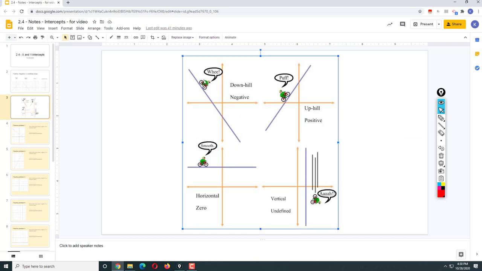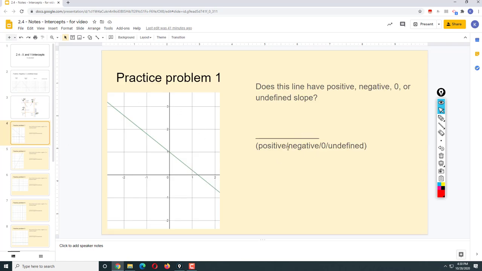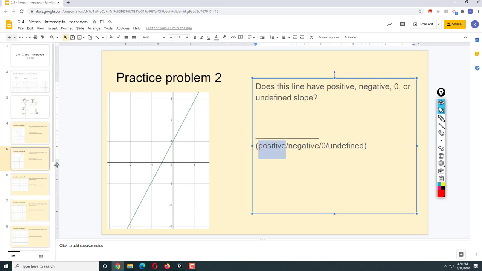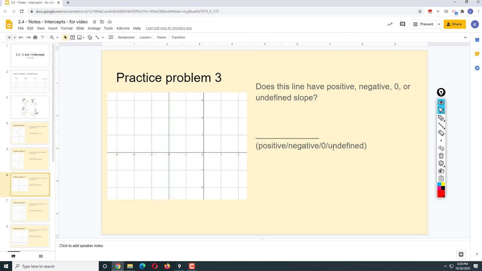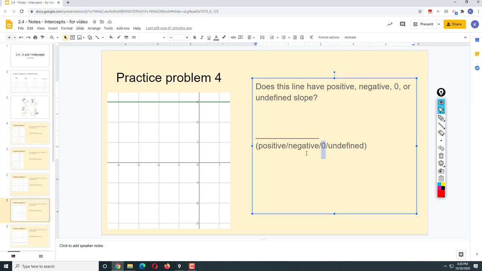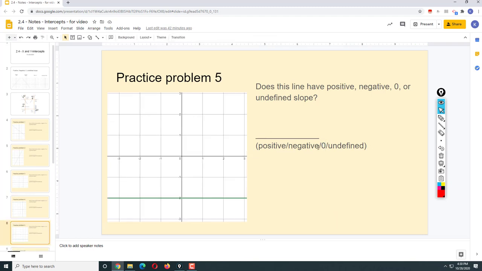So downhill, from left to right, negative. Uphill, positive. Horizontal, 0. Vertical, undefined. So this one, negative. Positive. Undefined. 0. And 0.